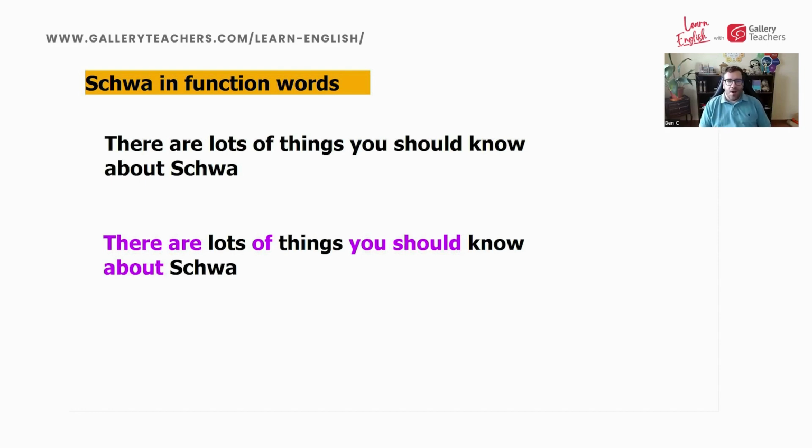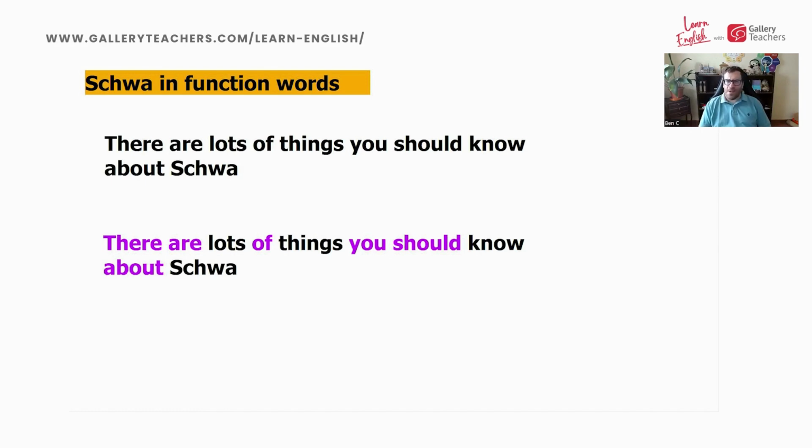There are lots of things. There are lots of things. Of very often becomes 'ov' or 'uv'. There are lots of things.